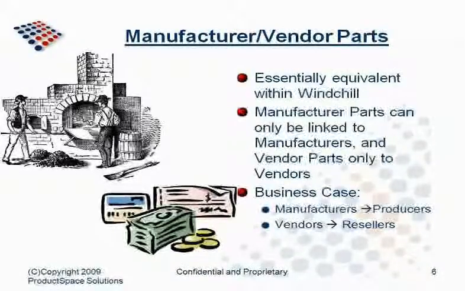What this allows you to do is create a link between who you're buying from and what they're actually supplying you. So for one example, a business case here is the manufacturers can be actual producers of parts if they're very specific parts to your assemblies. Vendors can be resellers of parts. Maybe they're just off-the-shelf nuts and bolts, things like that. You can split them up in that way.